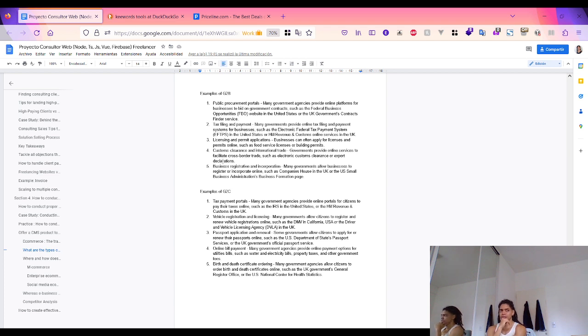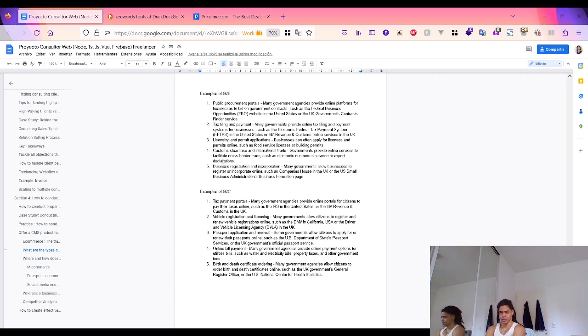So, government to business. An example of government to business models are public procurement portals. Many government agencies provide an online platform for businesses to bid on government contracts, such as the FBO, the Federal Business Opportunity in the US, or the UK government's Contract Finder service.